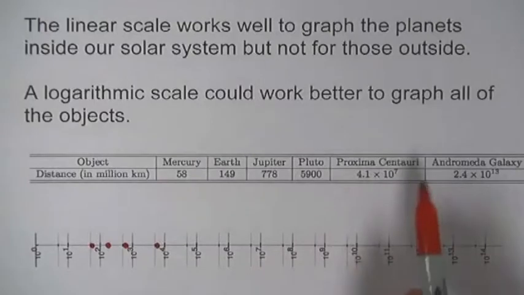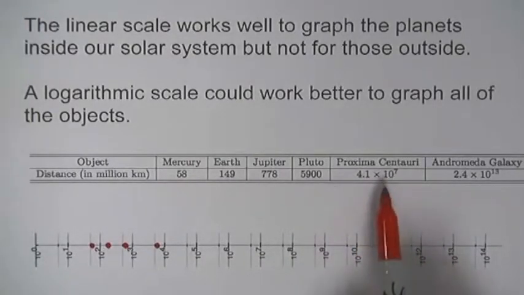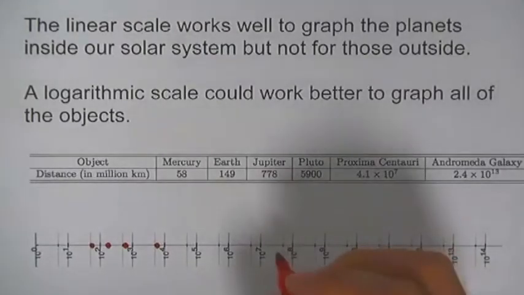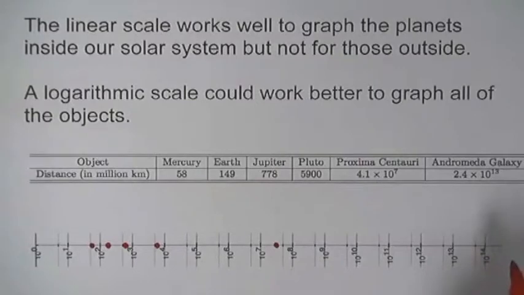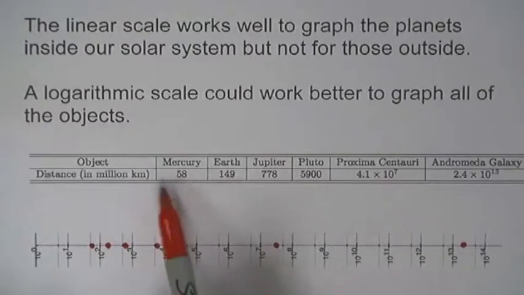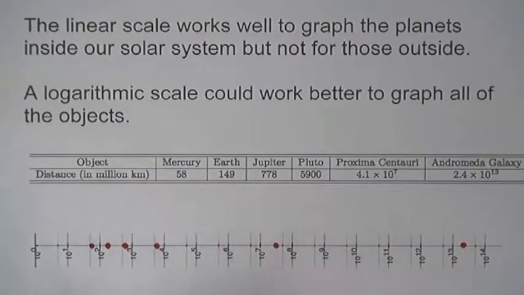Okay, Proxima Centauri is 4.1 times 10 to the 7th, so that's going to be about here. And the Andromeda Galaxy is 2.4 times 10 to the 13th. So that's going to be about here. Notice that even though these values were very, very far apart, using a logarithmic scale we could graph all of them on the same number line to get a little bit of perspective.